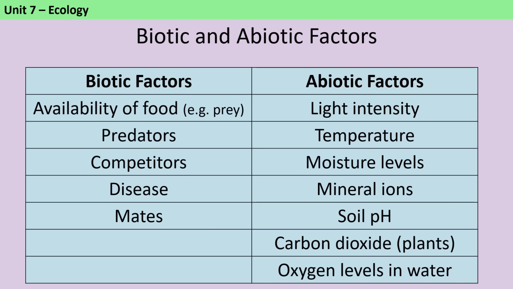It's no good finding the perfect environment where you can survive for ages if you can't actually have any babies there. And then the abiotic factors: for plants, light intensity is obviously going to be a big one so they can photosynthesize. The temperature, the moisture levels, the mineral ions, the soil pH, and also carbon dioxide levels. And then if you're an aquatic organism like a fish or a newt, then oxygen levels in the water are also going to be really important.